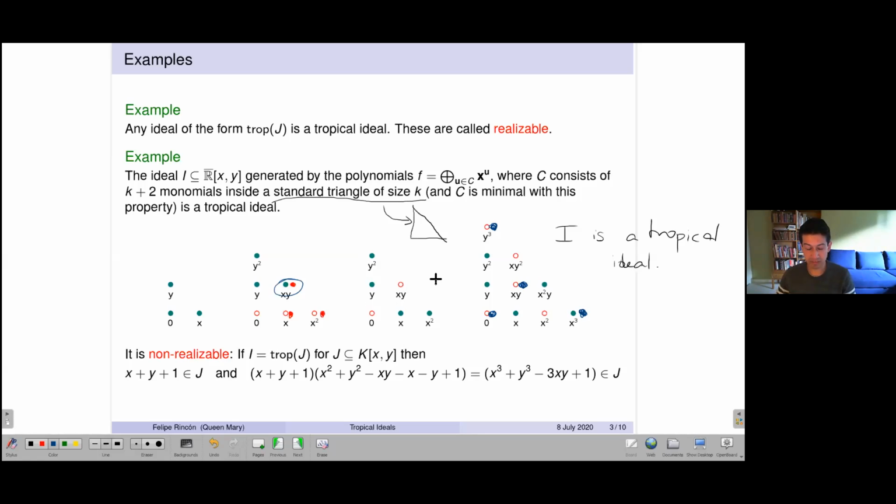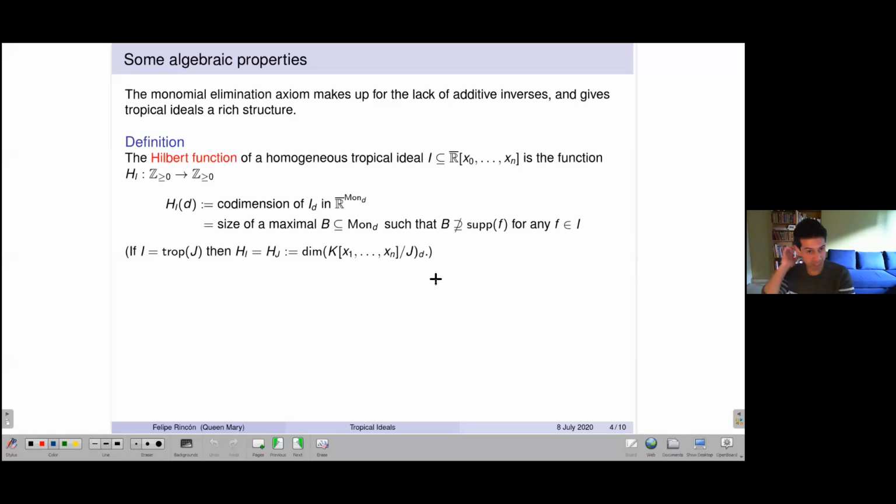Yeah. Excellent. So this is one example of a non-realizable ideal. It was hard to construct. Somehow it was not so obvious that such ideals existed, but our expectation now is that most tropical ideals look like this. They're not the tropicalization of a classical ideal. Okay, so that's basically what we did last time.